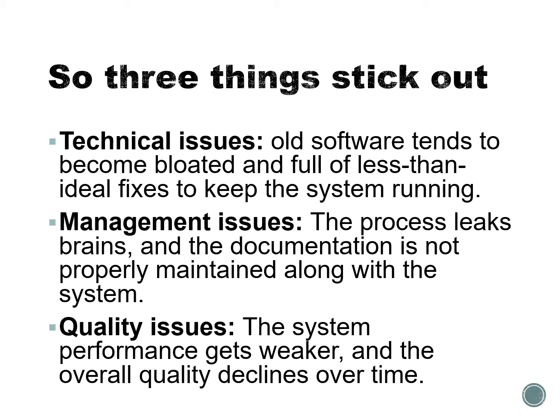so these three things are more or less the problems. So that the process leaks brains, the documentation isn't properly maintained, the software is bloated, full of less than ideal fixes, and the system performance is weak. These are more or less all the symptoms of the software aging, the aspects I mentioned last lecture, even though the software itself is just lines of code.